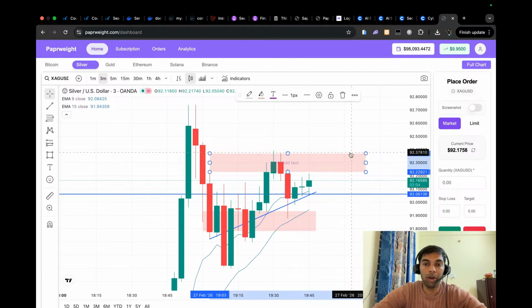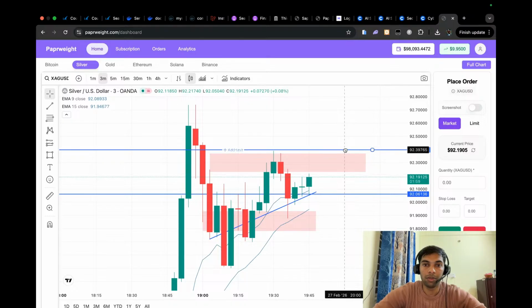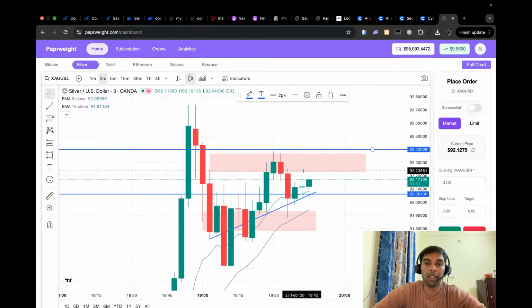If it explodes here, I will punch my trade here again, just above this zone. But as of now, this is where the market is struggling.